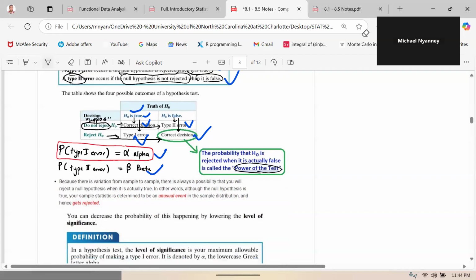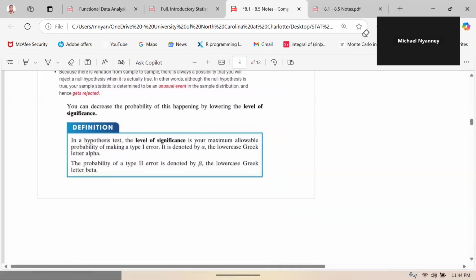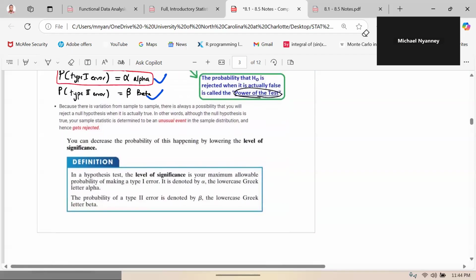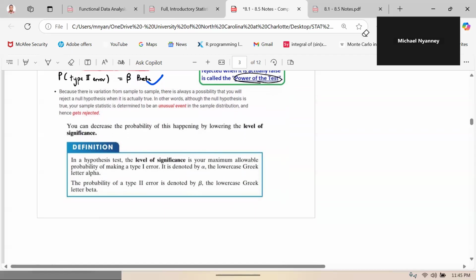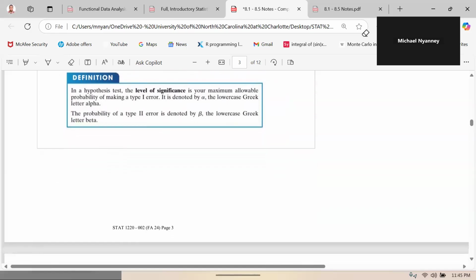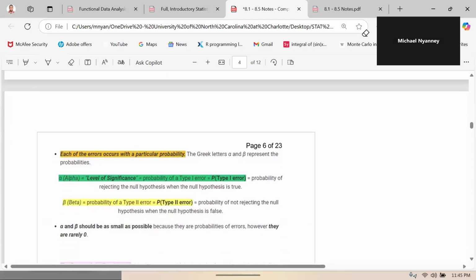Okay, you know that in previous lectures we've talked about the level of significance. So you can decrease the probability of this happening by what? When we talk about the level of significance in hypothesis testing, it is your maximum allowable probability of making a type 1 what error? We don't want to make a lot of errors. It is denoted by alpha, and the probability of committing a type 2 error is denoted by what? Beta. That is what I've actually explained early on.